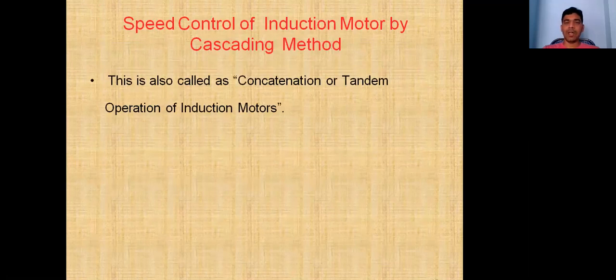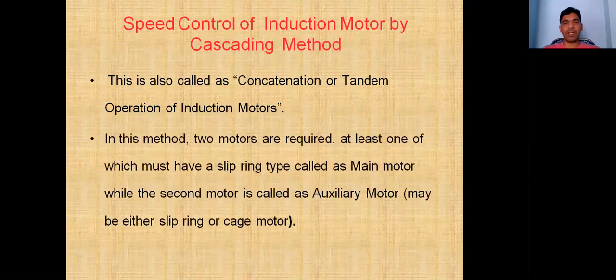This is also called concatenation or tandem operation of induction motors. In this method, two motors are required, at least one of which must be slip ring type, called the main motor, while the second motor is called the auxiliary motor, which may be either slip ring or cage motor.